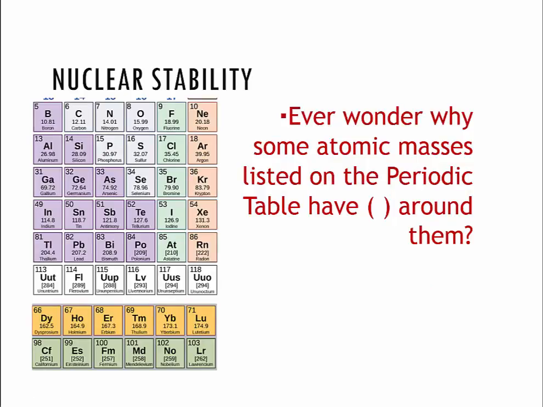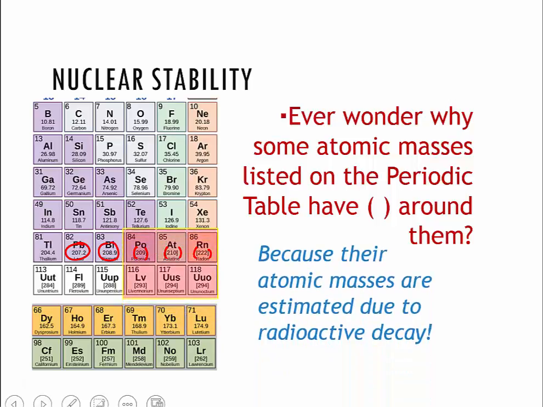Ever wonder why some atomic masses listed on the periodic table have parentheses around them? Like, break out your periodic table right now. Some of them have just actual numbers like lead and bismuth, but then one like polonium has parentheses around it. That's because all of these guys are estimates. We don't actually know what radon's atomic mass is, but we know it's very unstable, and we know if it goes through alpha decay what it looks like, we know if it goes through beta decay what it looks like, and if it goes through gamma decay what it looks like. So based on that, we can estimate, like work our way backwards to what we started with.